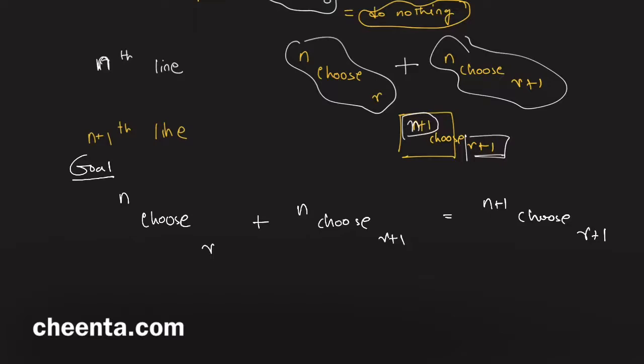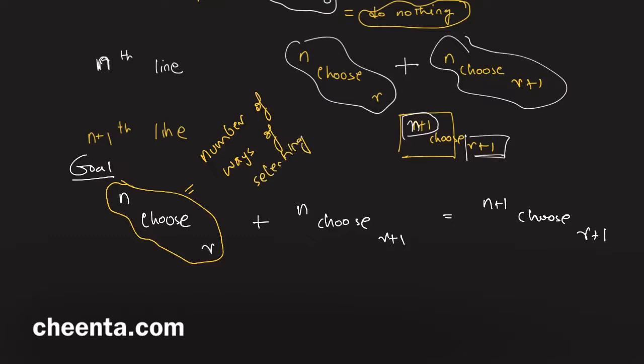But just to take a step back, what is the meaning of n choose r? This is the number of ways of selecting r things from n things.